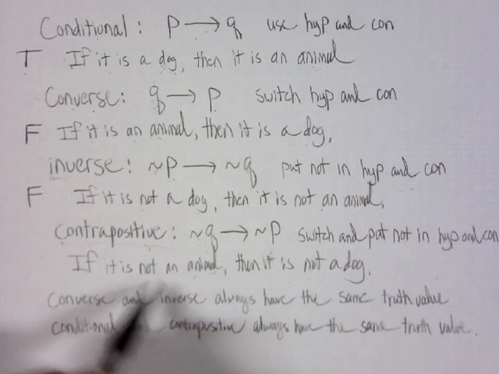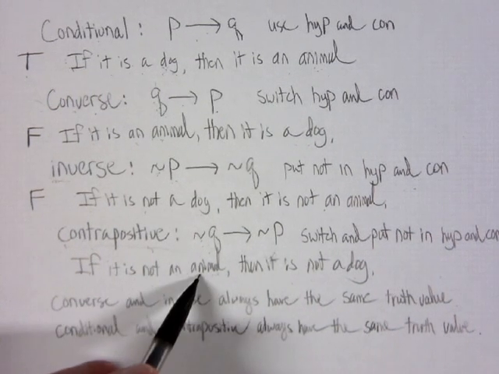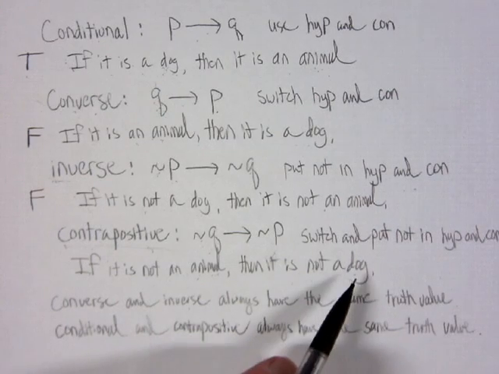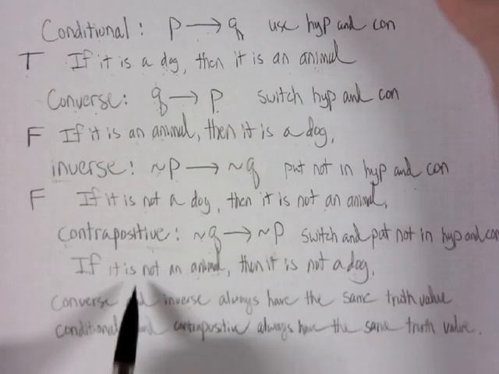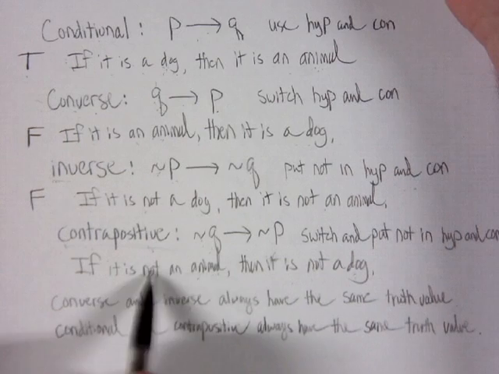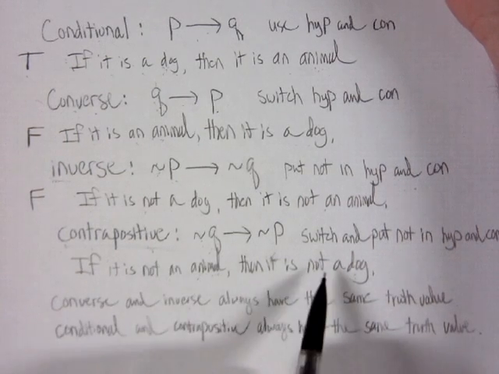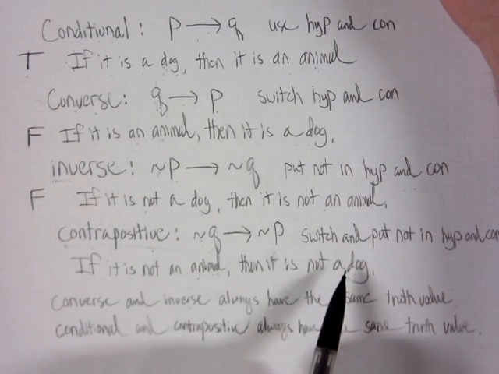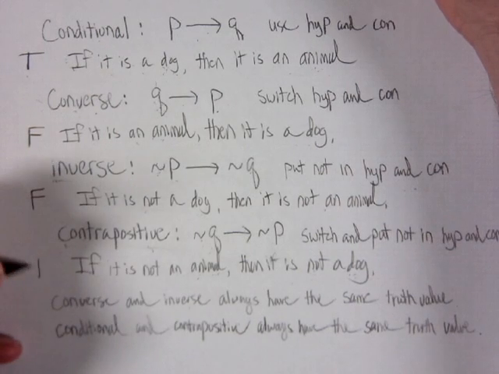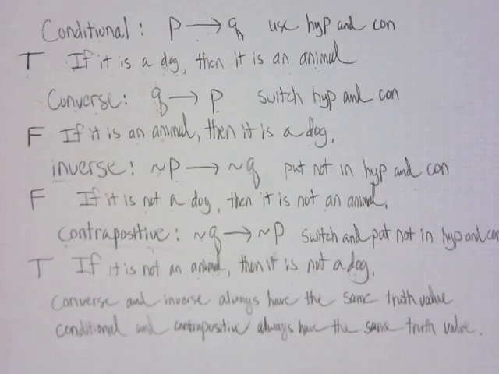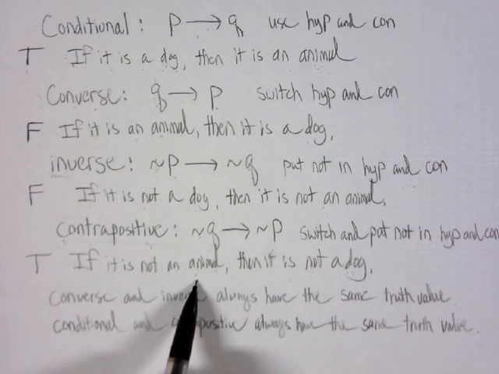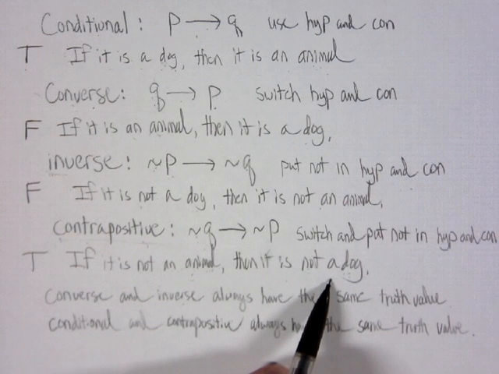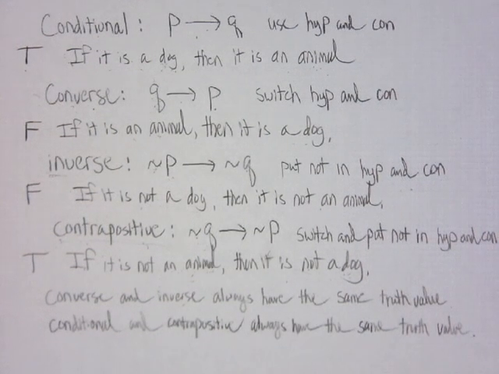So is there any counterexample? Is there anything that I could bring that's not an animal, but it is a dog? You cannot. There is no counterexample. If I bring something that's not an animal, it's also definitely not a dog, because a dog is an animal. So the contrapositive is true because there is no counterexample. There is not anything that I could present that's not an animal that would be a dog. That's how you would have to get a counterexample. So this statement is actually true.